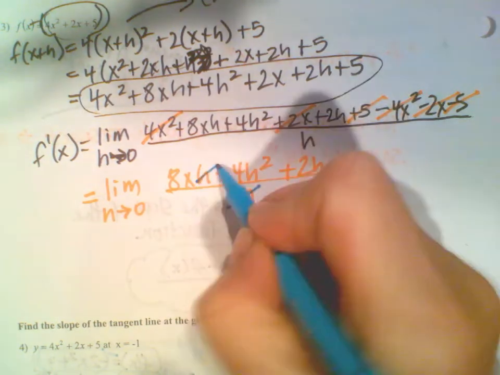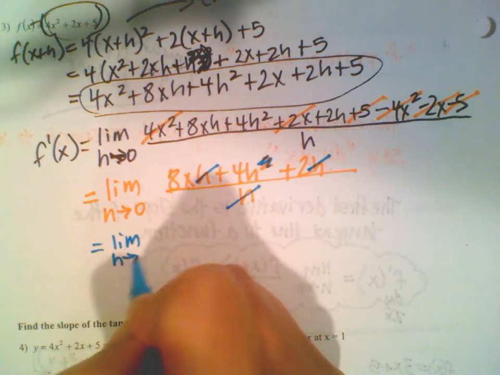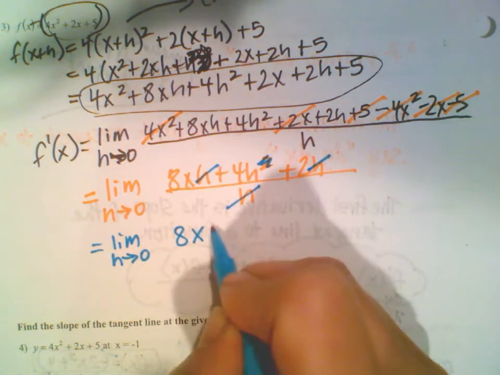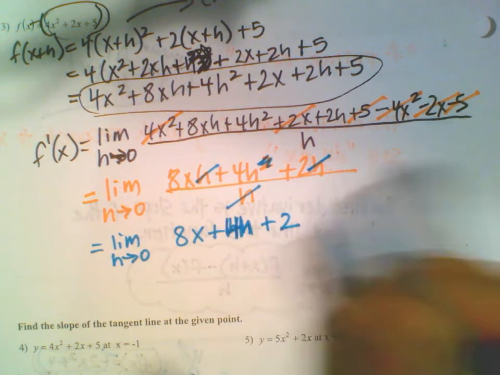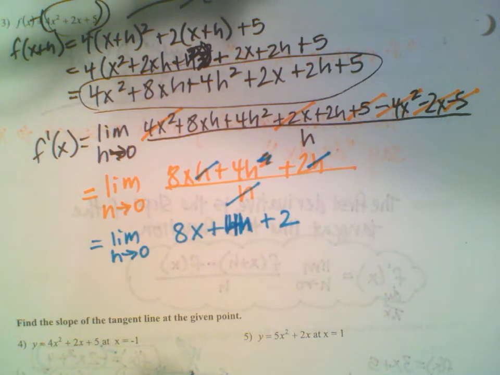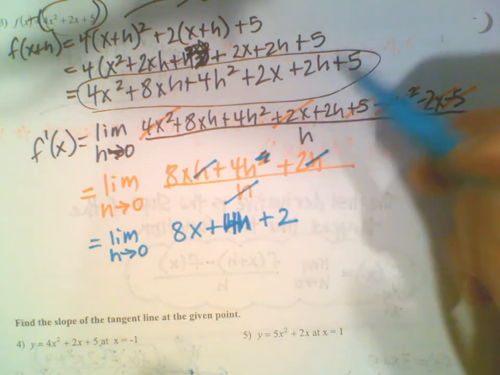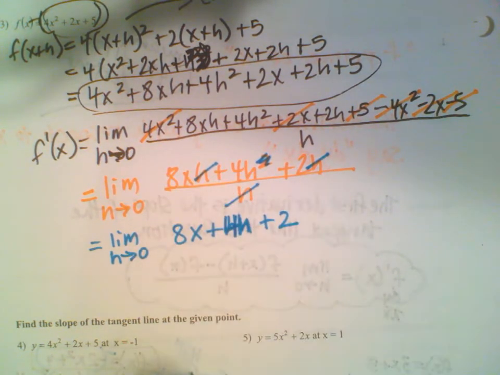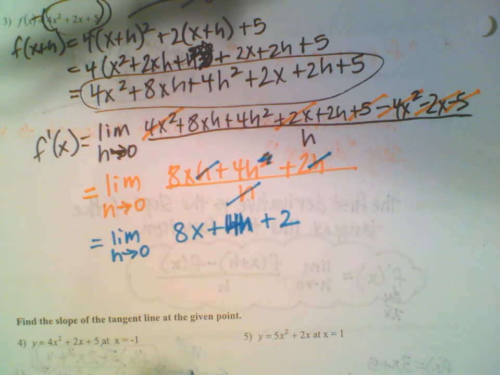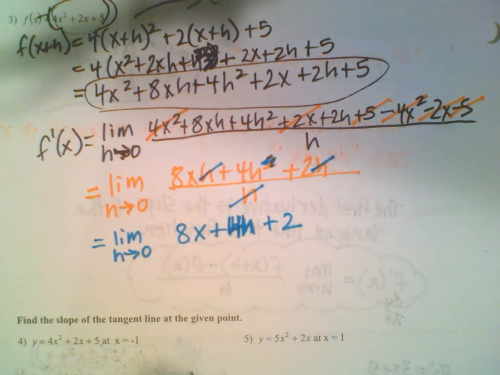So an h should cancel out of everything, and we are left with the limit as h approaches 0 of 8x plus 4h plus 2. You know you did it right if you were able to cancel an h out of everything and get the h out of the bottom. You know you did this right if every term left in the numerator has an h in it. So be on the lookout for that. If you're not able to do that, then you must have dropped a sign or missed something. So watch out for it.